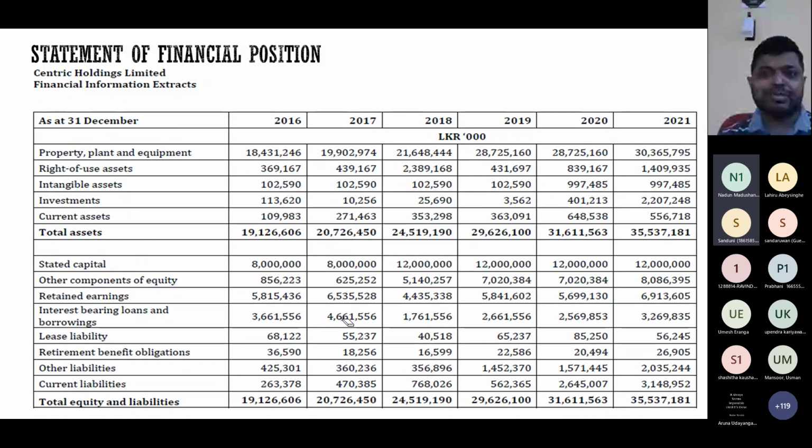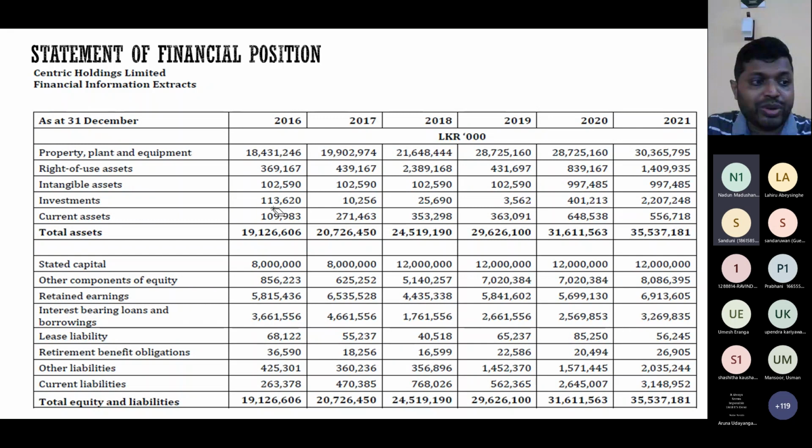Right of use asset: according to SLFRS 16, the leasing standard, you apply right of use assets. Even a lease property you have to consider as a right of use asset. Remember, it has gone up in 2018 to 2.3 billion, and now it came down to 31,839. Again, it goes up to 1.4 billion. Even if you have taken a long-term lease agreement, it also comes under right of use assets, right?